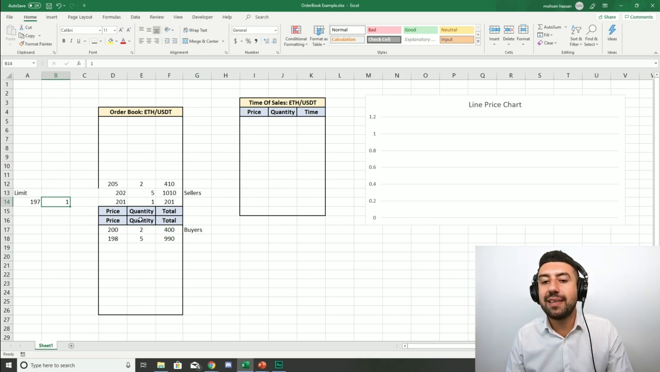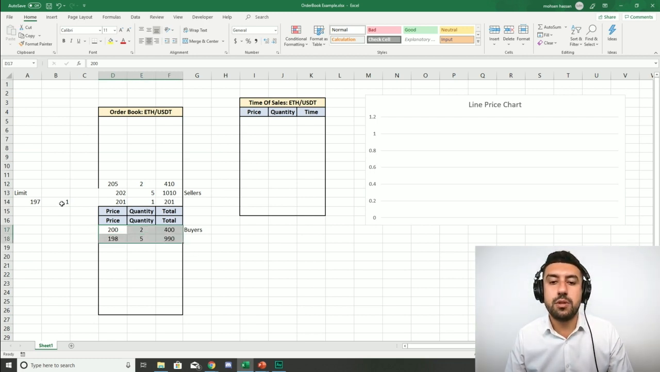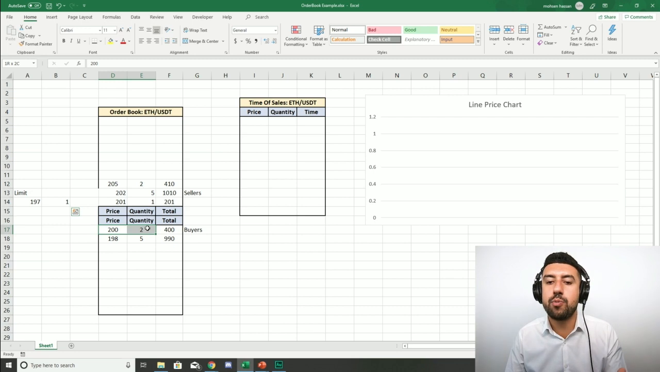What price are they going to transact at? They're going to transact at 200 because the price of 200 is already available. The seller who wants to sell at 197 says, I want to sell at 197 or better. And there is a better price, so he is going to get a better price. So this guy is going to get filled for 1 Ethereum. So there's still going to be 1 left. Okay. This guy is going to be filled.